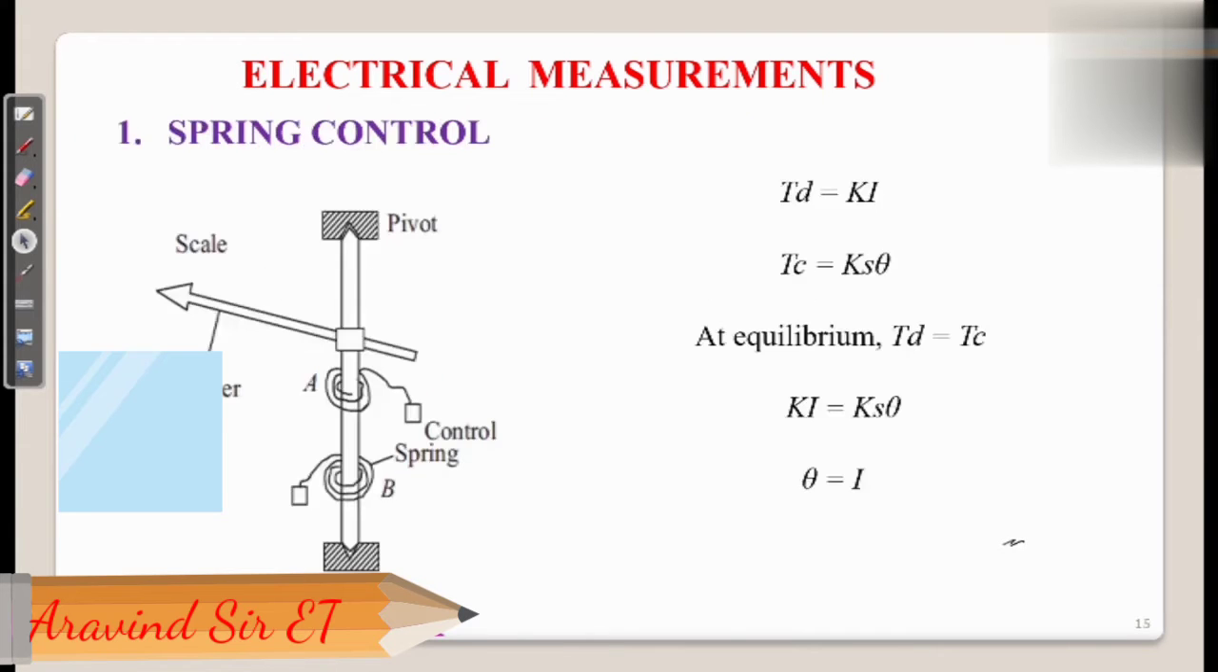So what is meant by spring control? Here, for spring control, we are providing two springs, spring A and spring B. Due to these springs, the torque is produced as controlling torque in electrical measurements. That is why it is called spring controlling torque. In spring control, theta is directly proportional to the current. So wherever we use the spring controlling method, the scale of that instrument is uniform.